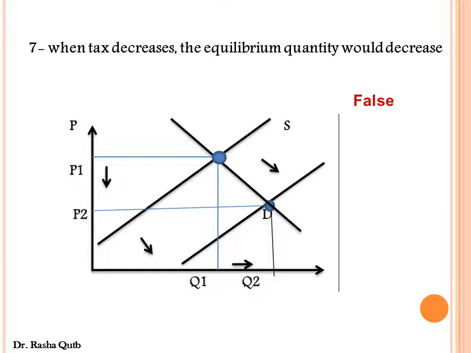Here, the equilibrium quantity would increase from Q1 to Q2. In this case, when tax decreases, the equilibrium quantity would increase, and the equilibrium price would decrease.